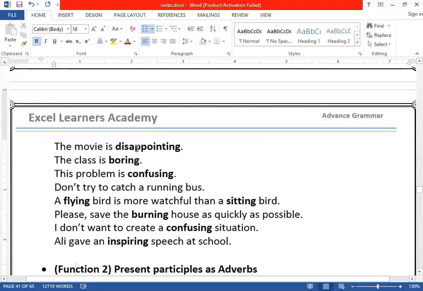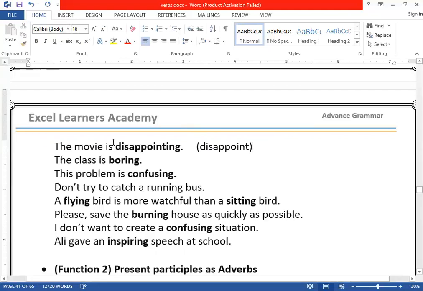Now, let's take here the first example. Can you see? The movie is disappointing. The movie is disappointing, or the movie was disappointing. Now, can you people see which one is the verb in this case? The first form of disappointing is what? Disappoint. Disappoint is the first form. Disappointing becomes the ing form.